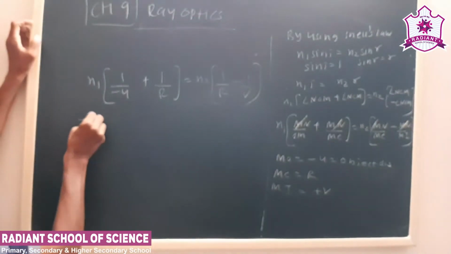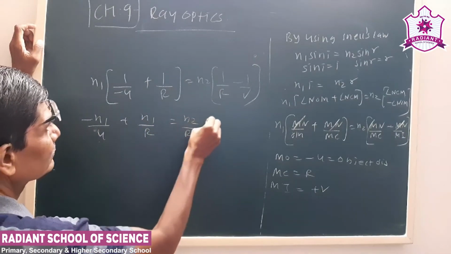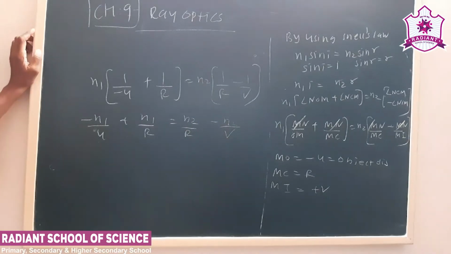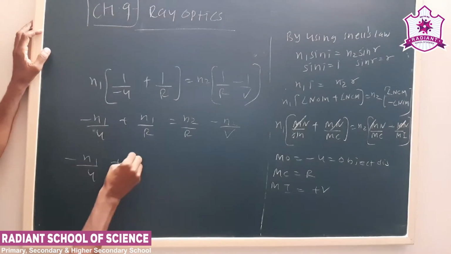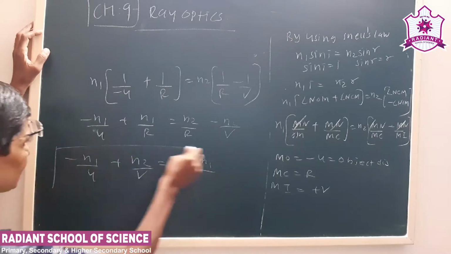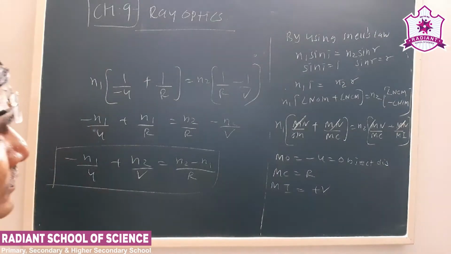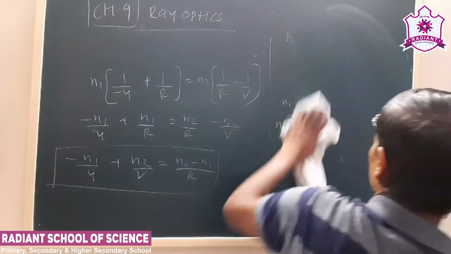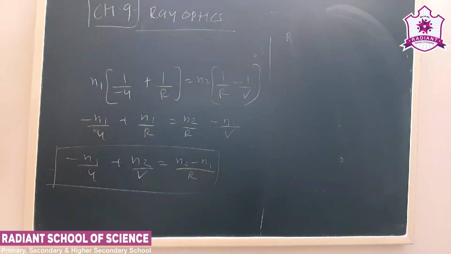Now if I simplify, minus n1 by u plus n1 by r, n2 by r minus n2 upon v. Okay, now we take the terms with r together. See, that will become minus n1 by u plus n2 by v equals n2 minus n1 by r. Now see, this is a very useful relation for refraction taking place at the spherically curved surface. So we can take an example based on this. See, our next example is based on this.